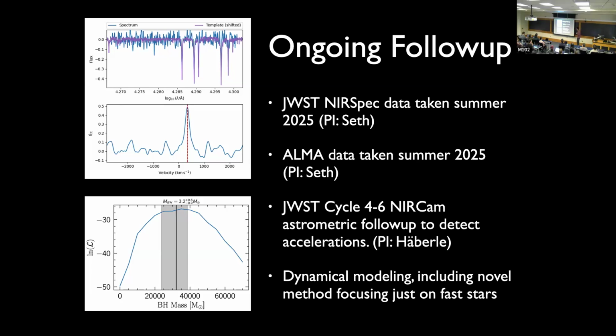And then we're also working on dynamical modeling. One thing that I'm doing is working on a kind of novel method of dynamical modeling that just models the fraction of stars that are moving faster than the escape velocity of the cluster without a black hole. Those are the signal that most definitively tells us about a black hole. And when we do that in Omega Cen, we get a mass of about 30,000 solar masses for this black hole. And that should be coming out soon.